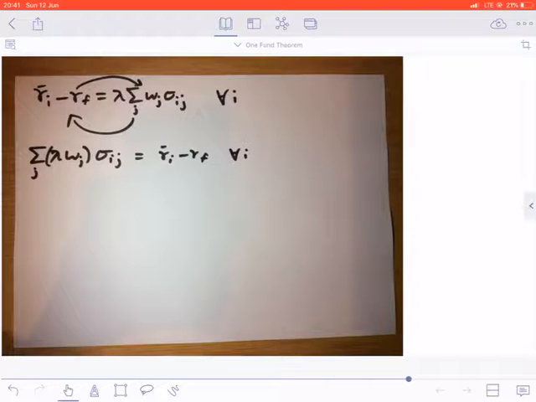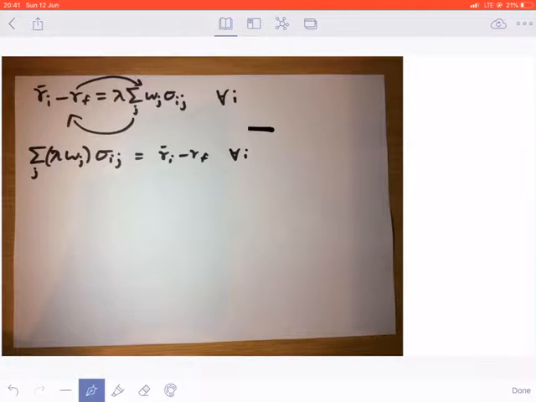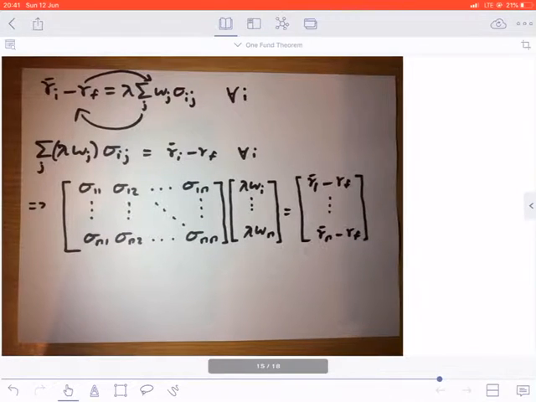I can just swap where they are, and then since I am looking at this for each asset I am able to write it in matrix form, right? So on the next page, you can see it in matrix form. This is how it's going to look in the matrix form.